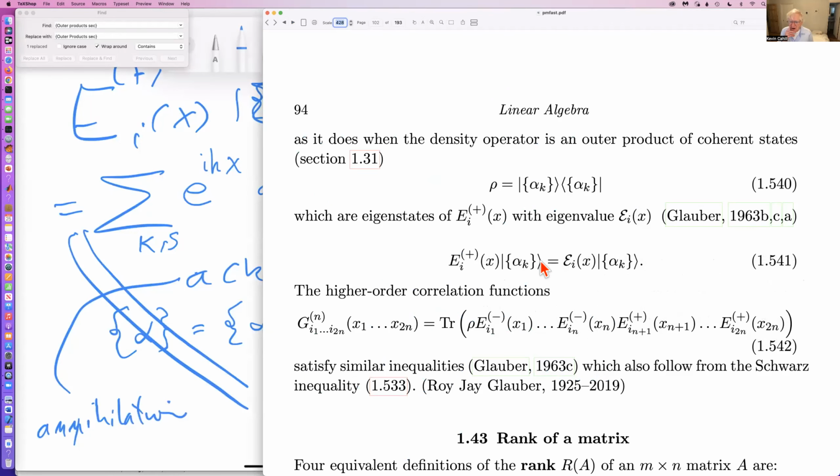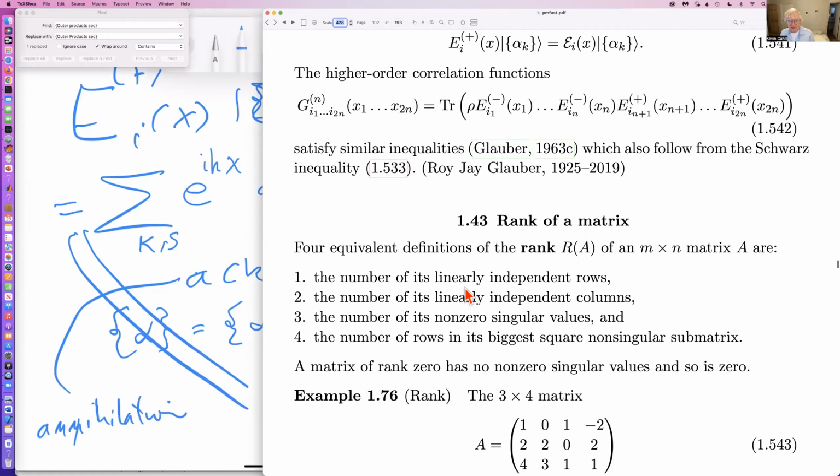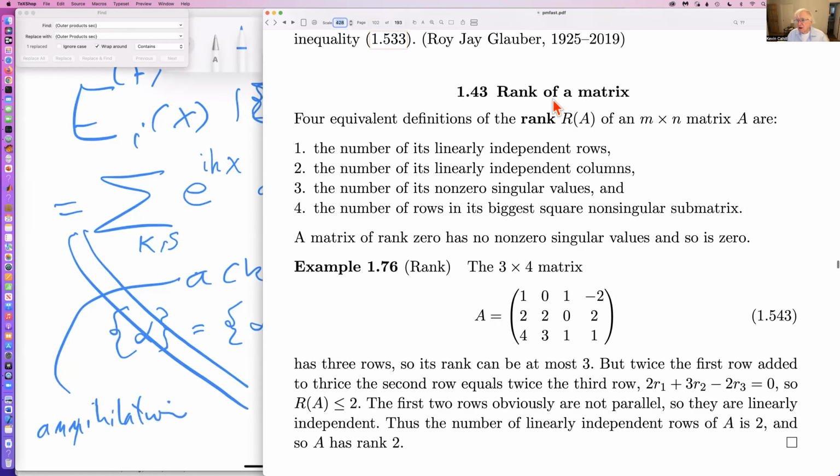And so then the higher order correlation functions are defined this way. And if you're in a coherent state, this is bingo. This turns into just a product of E stars with E's. And that's quite nice. Now there's a concept here in the last minute, the rank of a matrix. This is just a definition, and the 4 definitions: the number of linearly independent rows, number of linearly independent columns, number of non-zero singular values, and the number of rows in its biggest square non-singular submatrix.